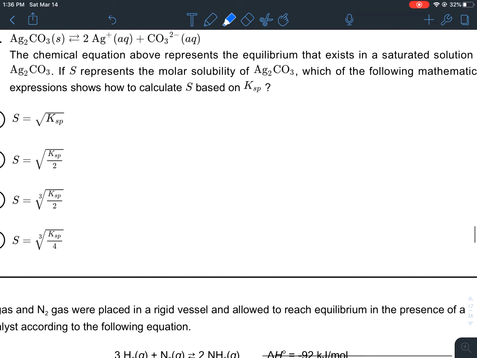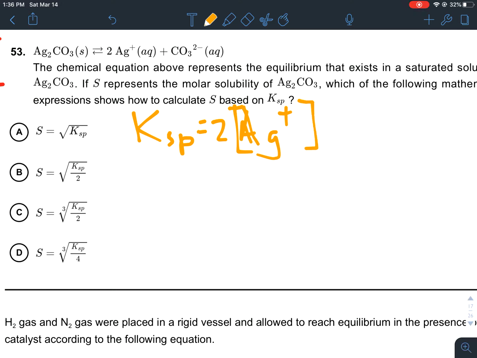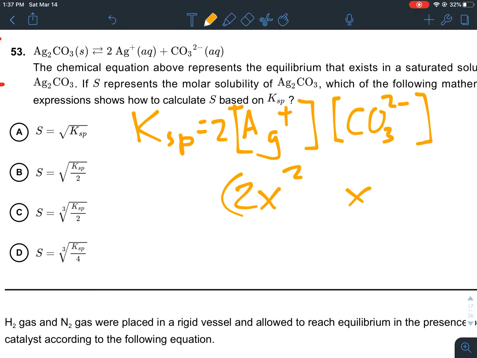Let's move on to number 53. 53 is a similar type problem. Same thing here. The KSP of this is going to be the concentration of Ag, or 2 Ags, and the concentration of only 1 CO3 2 minus. This is going to be x squared, and this is going to be x. But notice that that x is going to be double the concentration. So again, you're going to get this 4x cubed equal to your KSP.